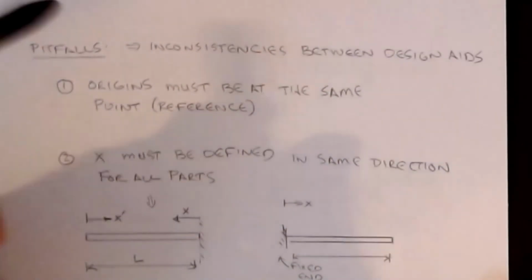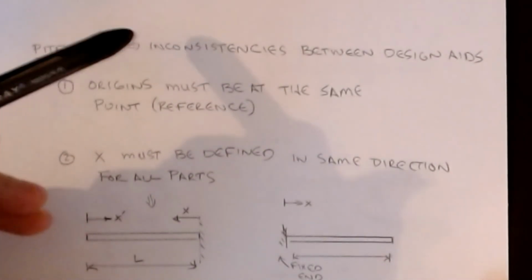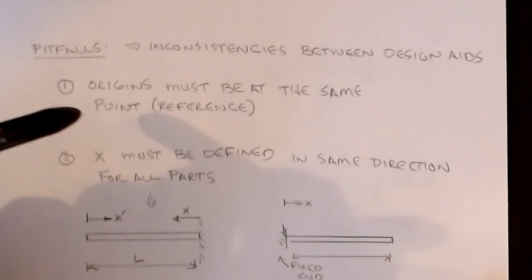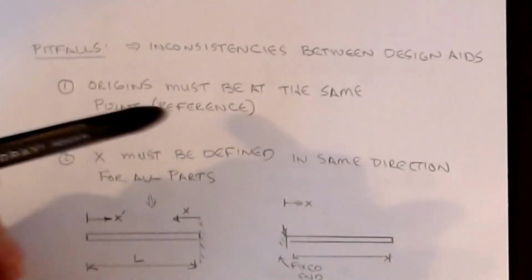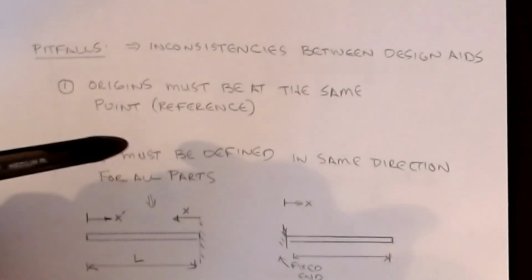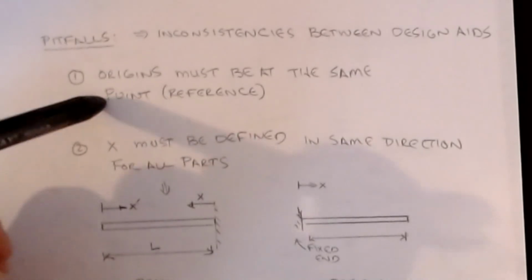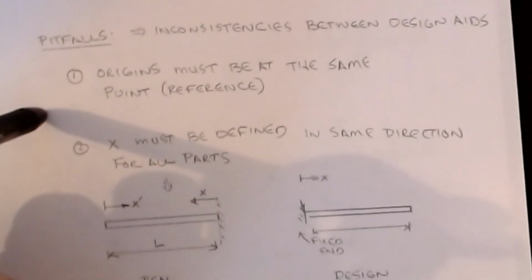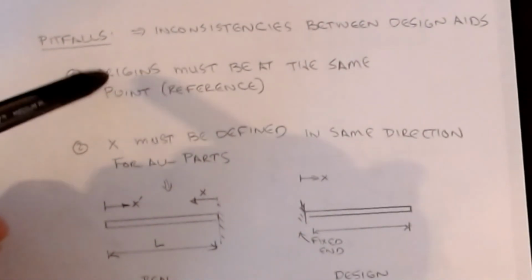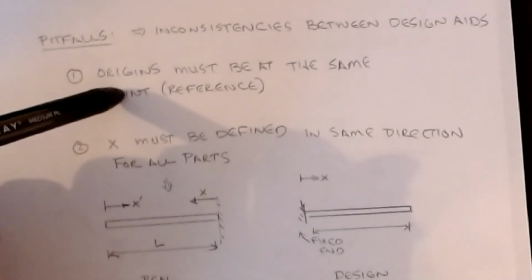The first one that I'll warn you about is inconsistencies between design aids. I mentioned this one earlier, that x has to be measured from the same point, and there are issues with the way people that create these design aids label things. So you've got to make sure that you're measuring from the same point, you're measuring in the same direction, and that your origins are at the same point. If they're not, you have to do a shift that I'll show you down here on the next step.